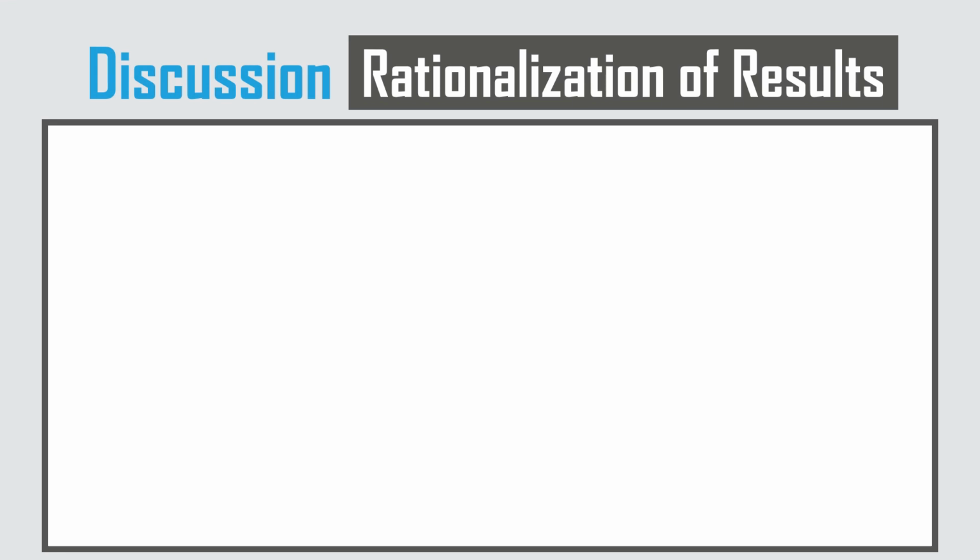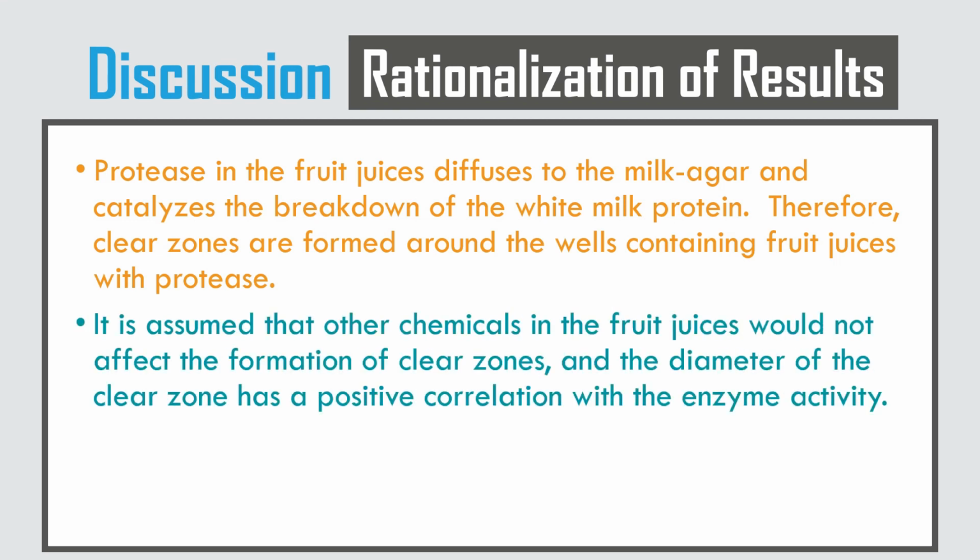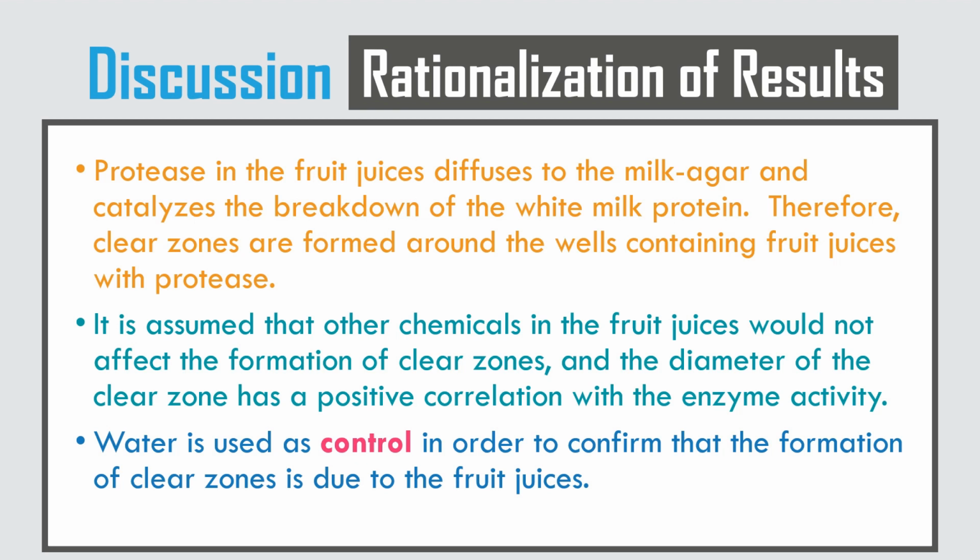For the rationalizations of the results, proteinase in the fruit juices diffuses to the milk agar and catalyzes the breakdown of the milk protein. And therefore, clear zones are formed around the wells containing fruit juices with proteinase. It is assumed that the chemicals in the fruit juices would not affect the formation of the clear zones, and the diameter of the clear zones has a positive correlation with the enzyme activity. And it should be noticed that water is used as control in order to confirm that the formation of clear zones is due to the fruit juices.